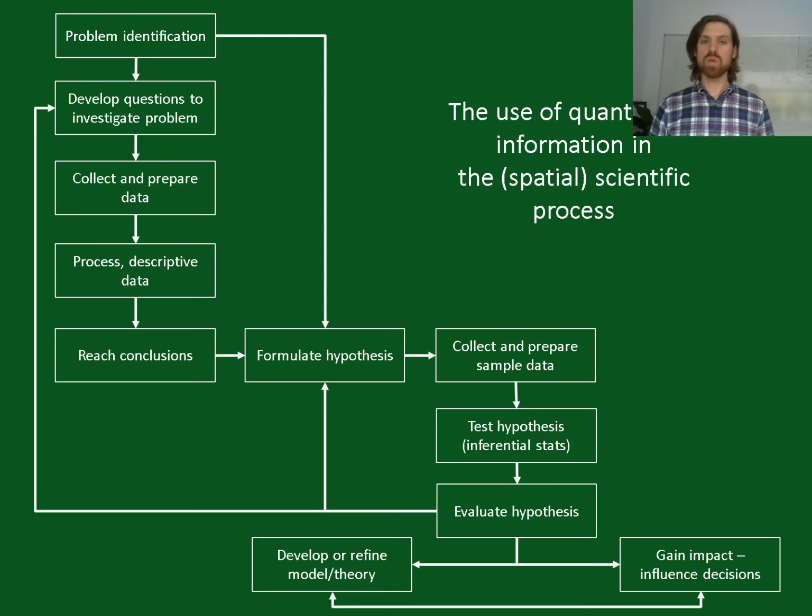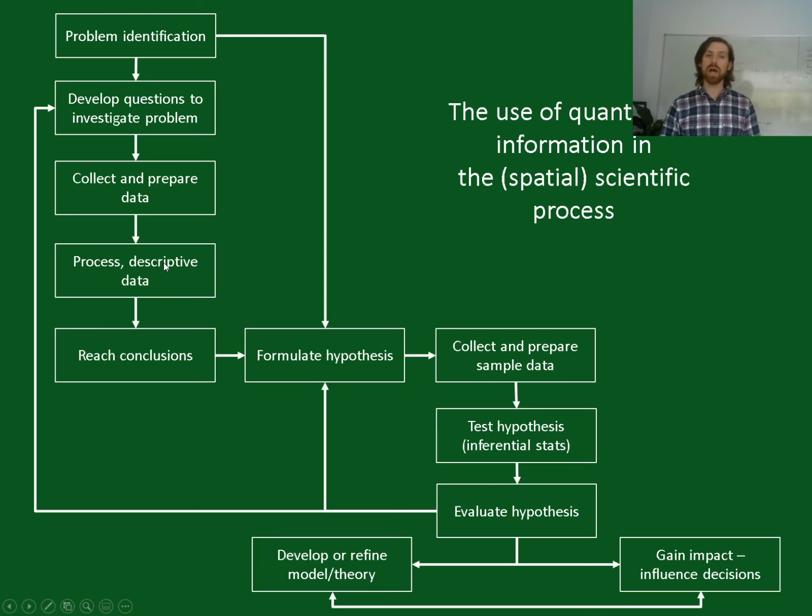So we can start with a problem that we have. Maybe we want to connect more people to the internet. We then need to think about how we develop questions to investigate this problem. So, well, why are people not connected to the internet? What's the most effective way to connect people? What's the cheapest way? What decisions can help build more infrastructure in places maybe where we need more economic development? And then essentially we're able to prepare any data that we need, process that, and generally reach conclusions from the kind of descriptive data that we might have.